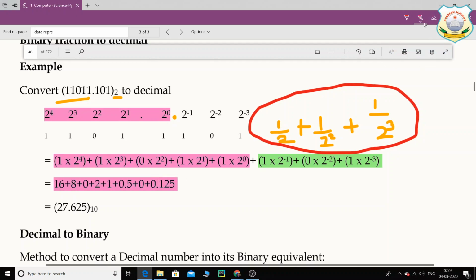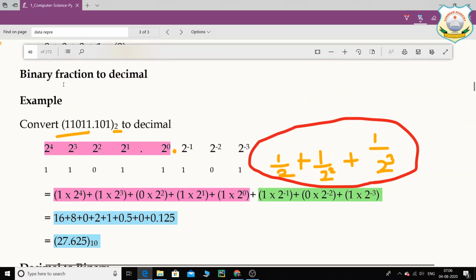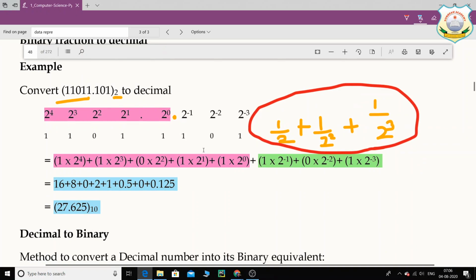I'll use another color, blue this time. Let's just rub this, and this is the calculation, and this is the final answer. Fine children, so I hope this is clear now, and this is the procedure you are supposed to use. If any number you have has a fractional value and is a binary fraction, this is the procedure you are going to use.